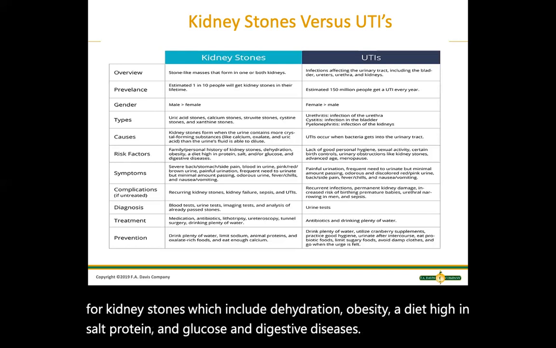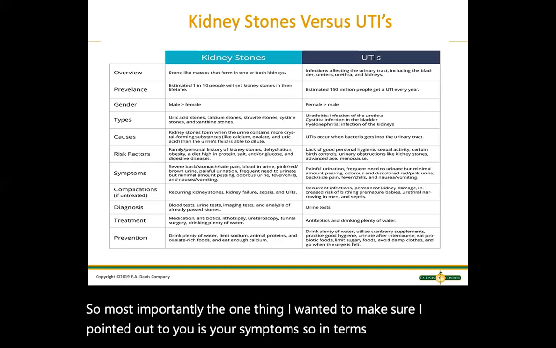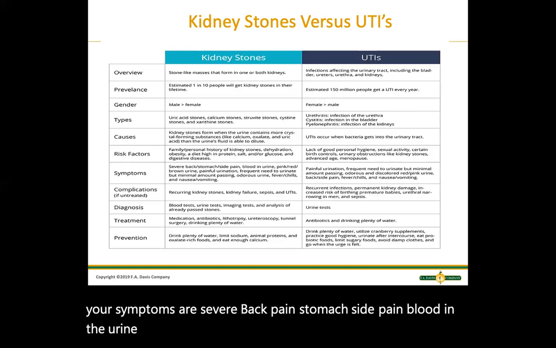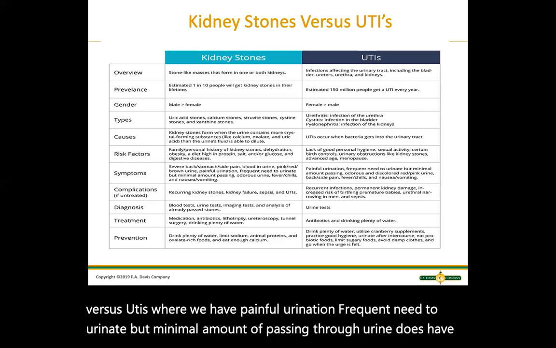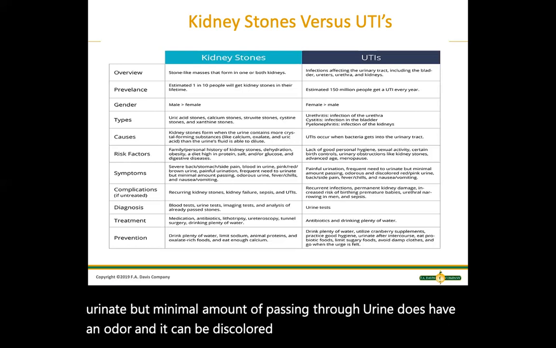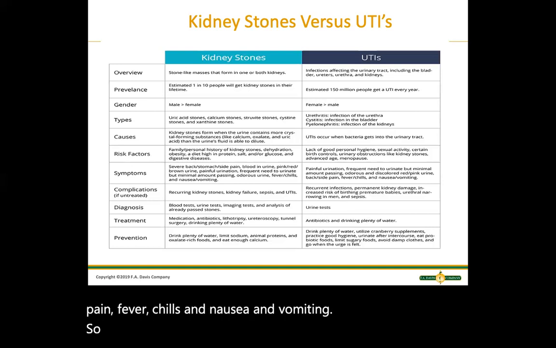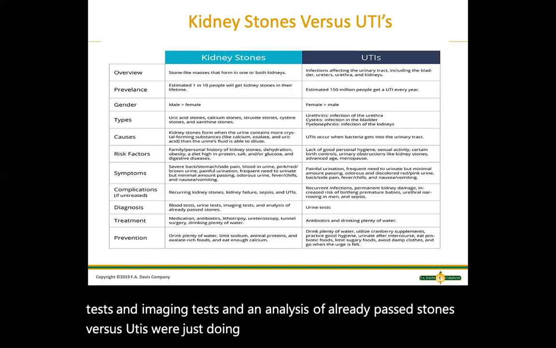Most importantly, the one thing I wanted to make sure I pointed out to you is your symptoms. In terms of kidney stones, your symptoms are severe back pain, stomach side pain, blood in the urine, painful urination, and fever, chills, nausea, and vomiting. Versus UTIs, where we have painful urination, frequent need to urinate but a minimal amount of passing. The urine has an odor and can be discolored. You also get back side pain, fever, chills, and nausea and vomiting. With kidney stones, we're diagnosing more with blood tests, imaging tests, and an analysis of already passed stones, versus UTIs, where we're just doing urine tests.